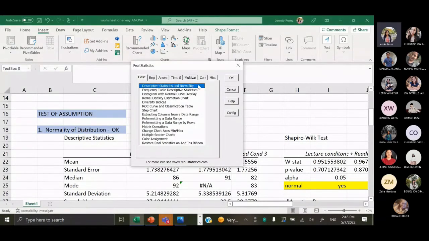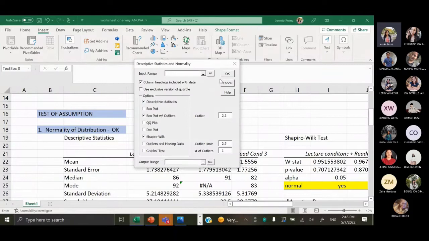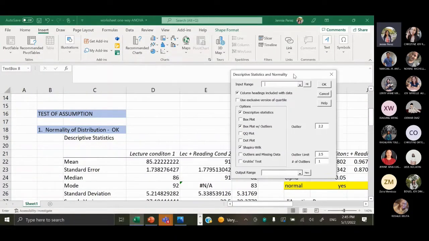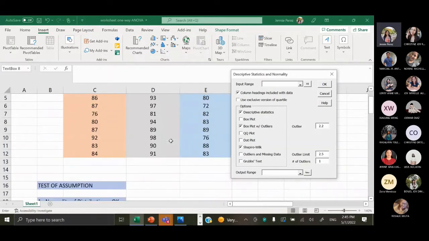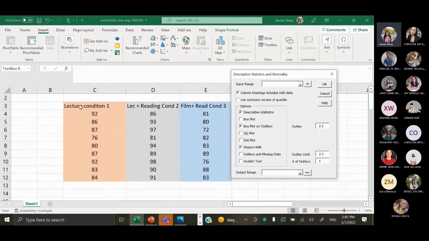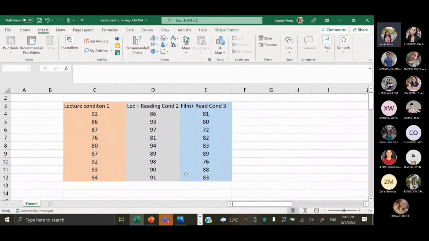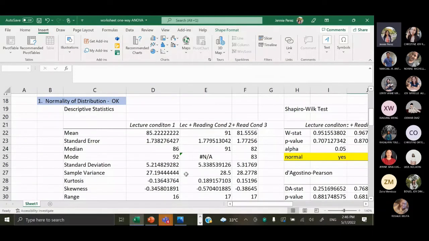Then we have descriptive statistics. We click OK and put the input range. You just highlight all three columns. So we have here... There. And then I uncheck this box plot with outliers, and we choose an output range here. And we click OK. So ito na siya.